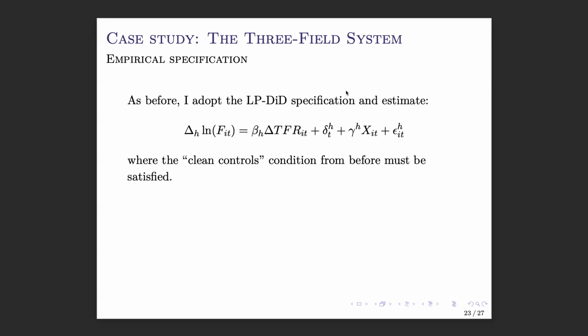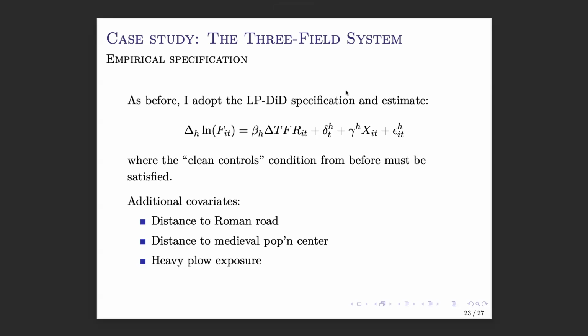I'm going to control for a bunch of stuff: distance to a Roman road as a proxy for trade exposure. Distance to medieval population center likewise does a similar thing. This is all from, I think, the Ancient World Mapping Center data. I'm sure some of you have seen or used this.